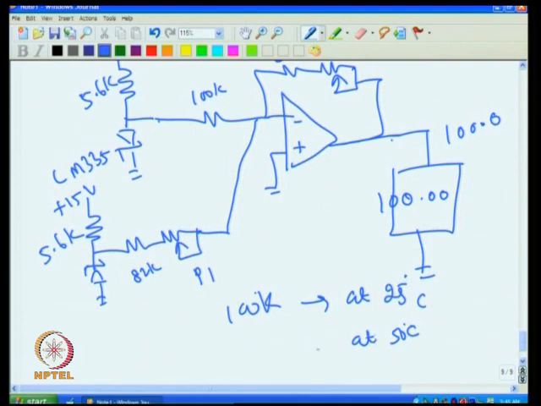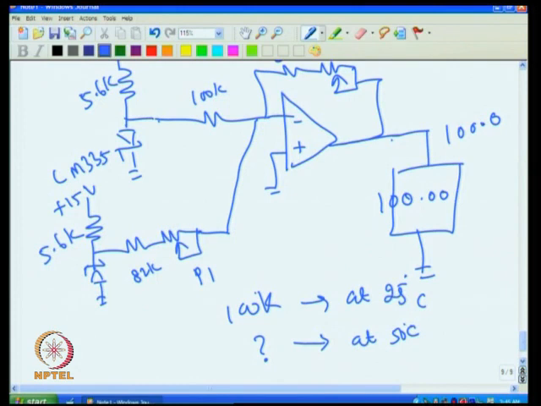Then the question is, what will be the value of this resistance? If it is 100K at 25 degrees C, then at 50 degrees C, what is the value of that 100K resistance? Will it be higher or will it be lower? And if it is higher or lower, how much is it going to change?